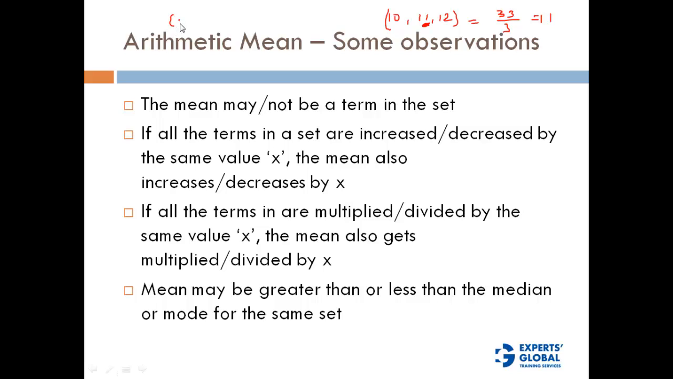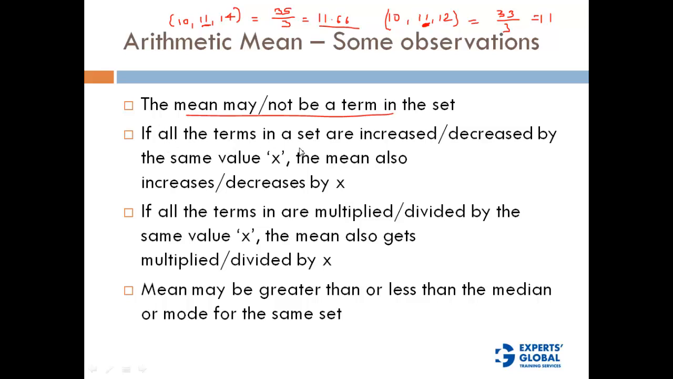Now let's take another example: 10, 11 and let's say 14. What is going to be the sum? The sum is going to be 35. 35 by 3, so we are going to get 11.66. So with 11.66, the mean is not a term in the set. So both cases are possible. The mean may or may not be a term in the set.